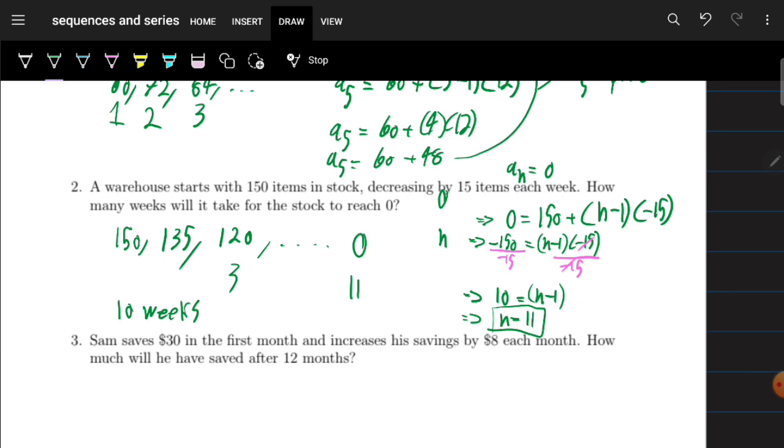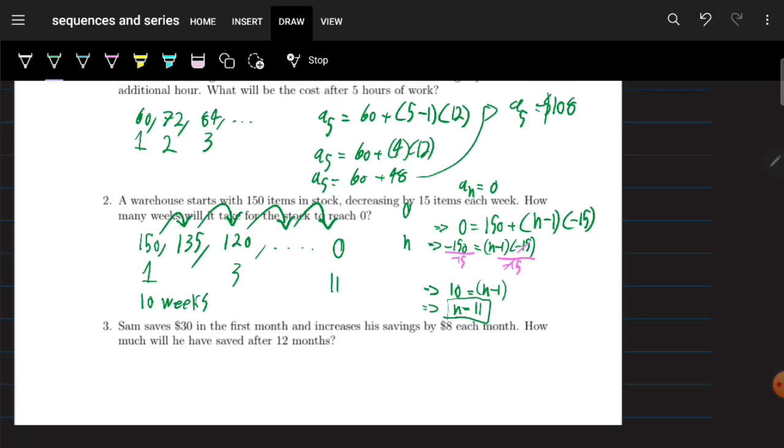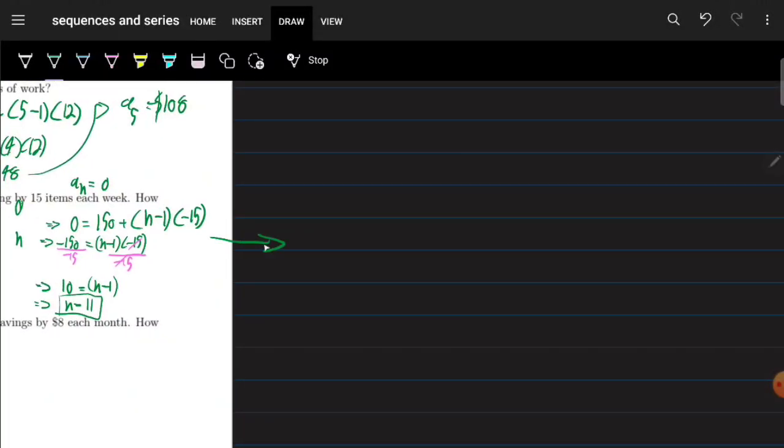This is because we'll have to subtract 15 10 times. We start with 150 for the first week, and go down by 15 for every week after that, right? So our 11th term is 0, but it's only going to take 10 subtractions to get to the 11th term, right? I can show you guys a quick example like this.